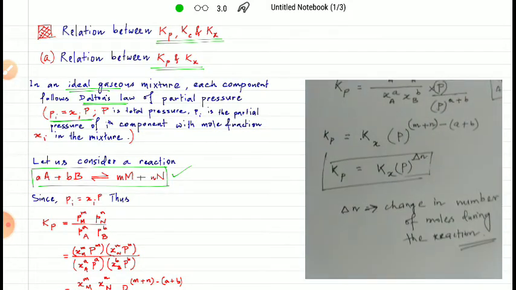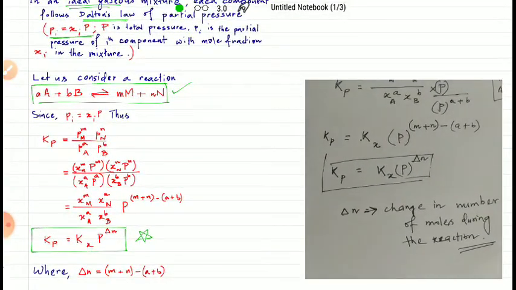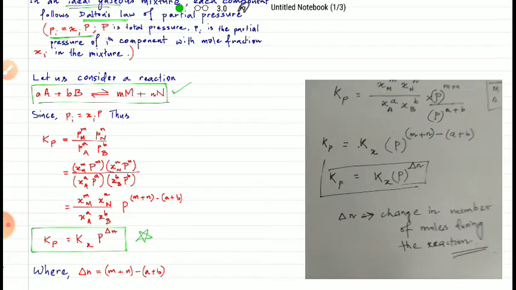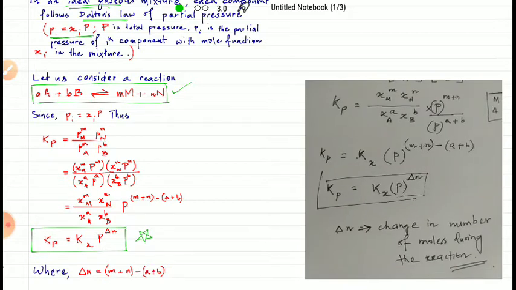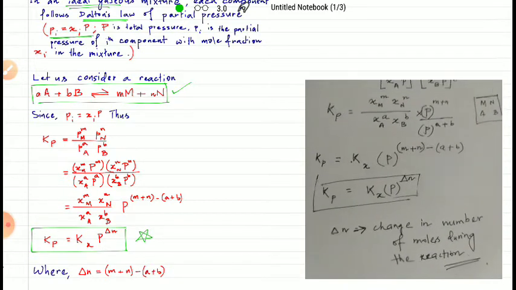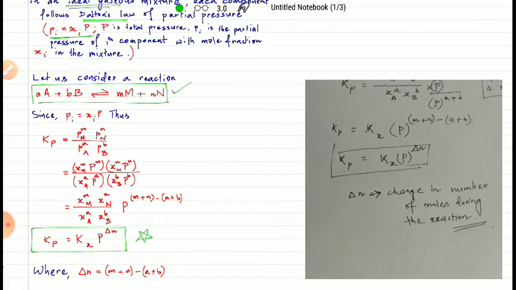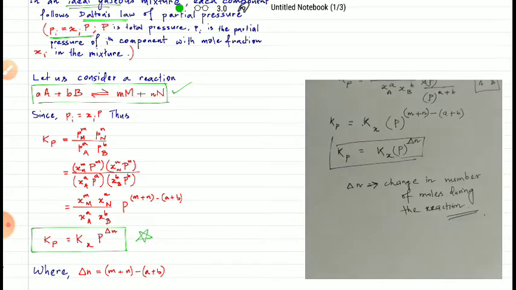It is also shown in these notes, so you can go through it also. Hope after this you understand. Now let us discuss the second relation, that is the relation between Kp and Kc. Then finally we're going to relate the three of them.